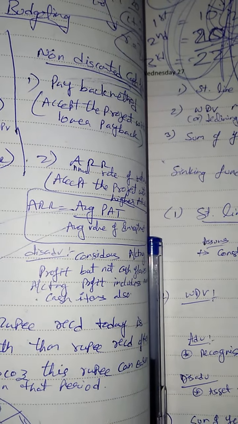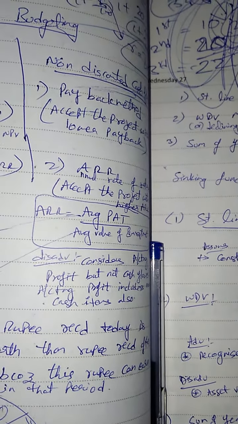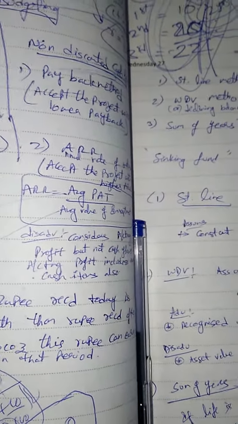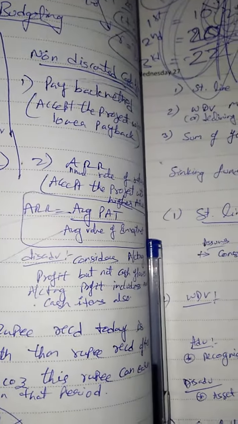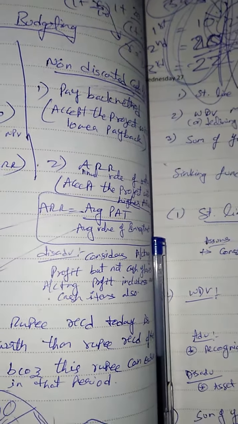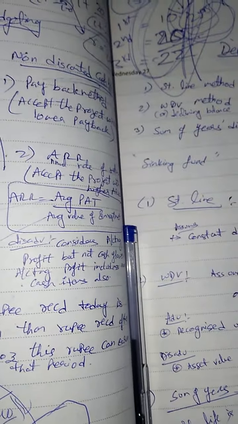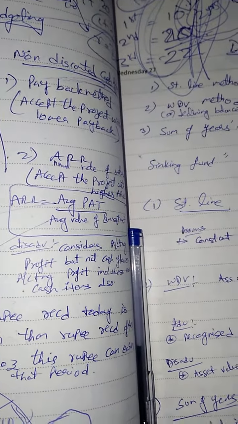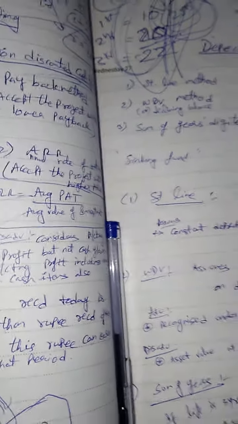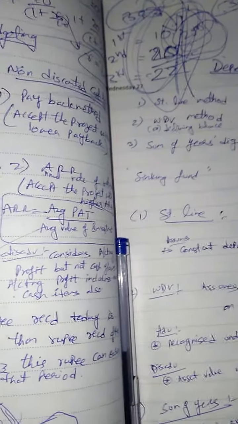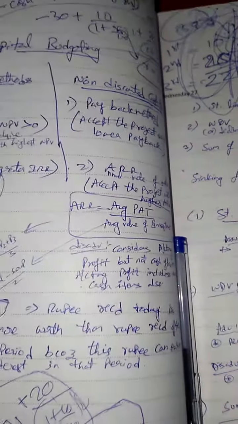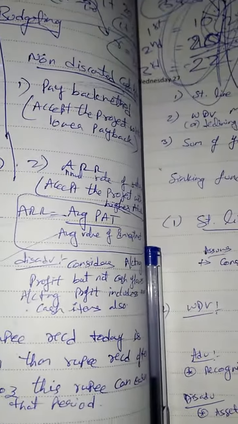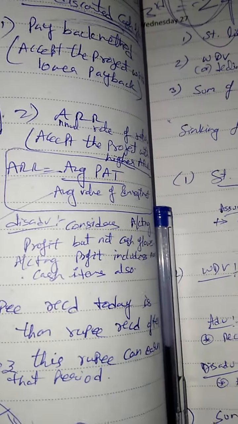So ARR will arrive at the average of profits. Say life is 3 years. First year it is earning a profit of 2, second year it is earning a profit of 3, third year it is earning a profit of 4. So 2 plus 3 plus 4, 9, divided by 3 years, so 3. Average profit is 3. Initial investment is say 10. I assume salvage value is 0. So 10 minus 0 divided by 2, 5. So ARR is 3 divided by 5.